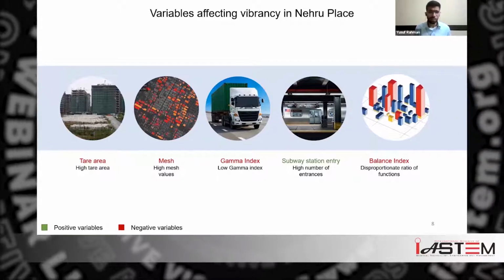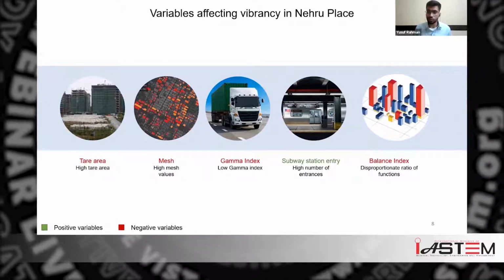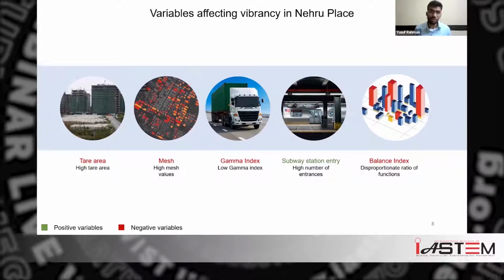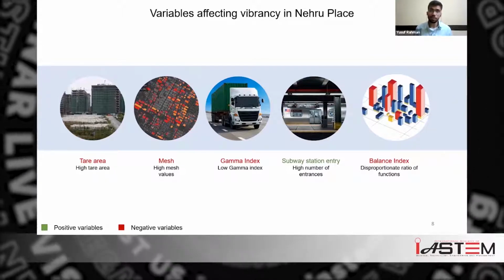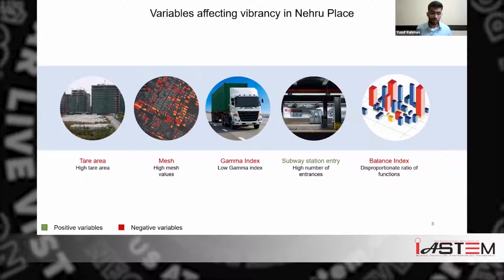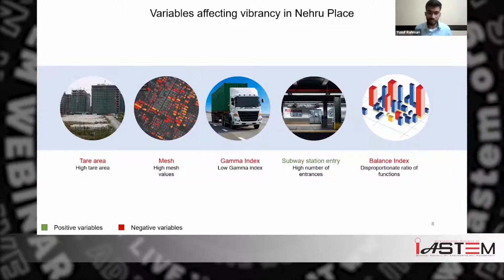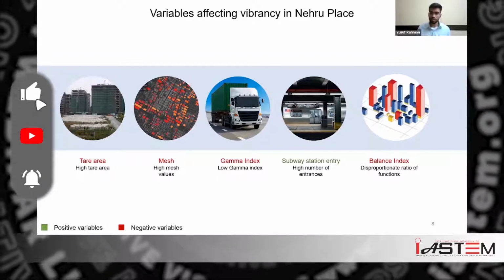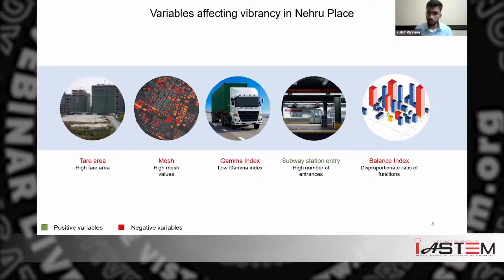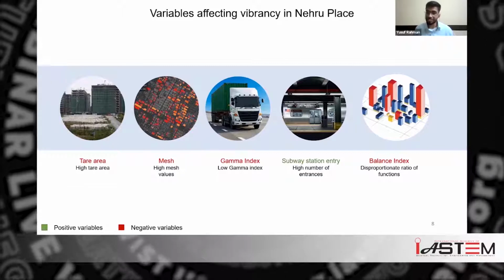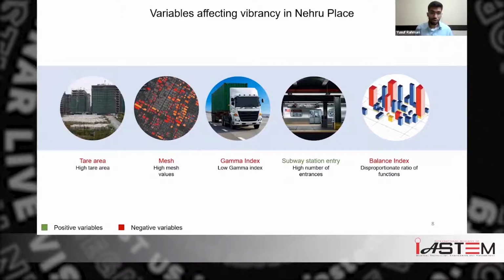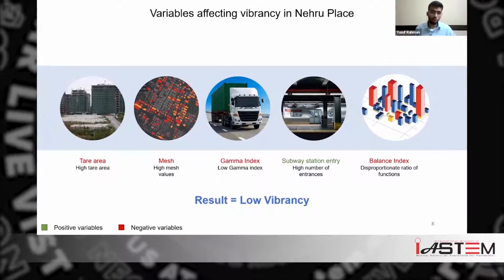So this was the only positive variable. And the last one is the balance index. For a dynamic neighborhood, there should be a balance between housing, commercial activity, healthcare, and all these other functions. There was again a disproportionate ratio between these functions. So all in all, the result was low vibrancy.